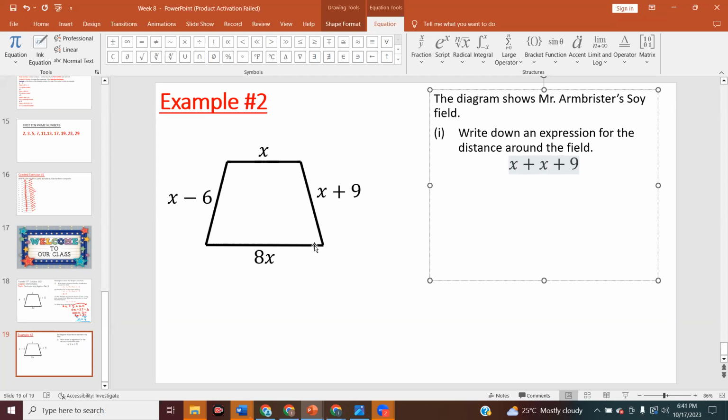Then what's next, class? After x plus 9, plus 8x. Very good. So we have x, then x plus 9, then 8x, plus what? Plus x minus 6. Very good. So x plus 9 plus 8x plus x minus 6.